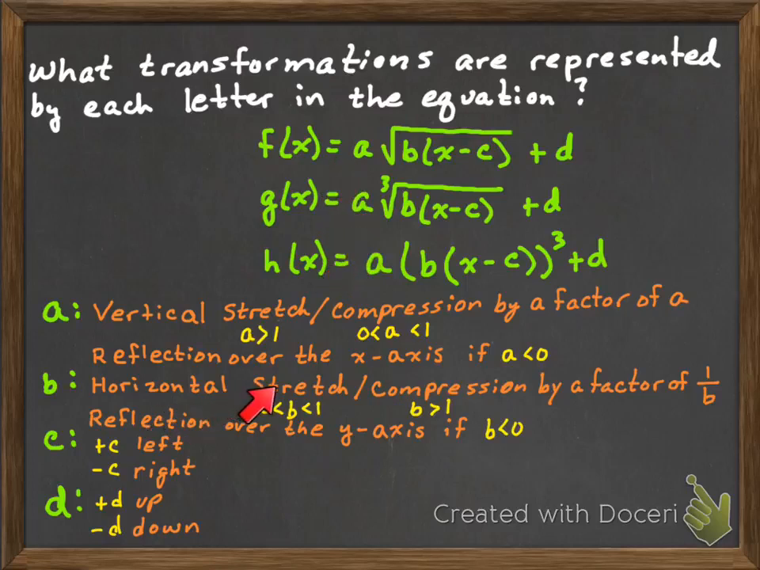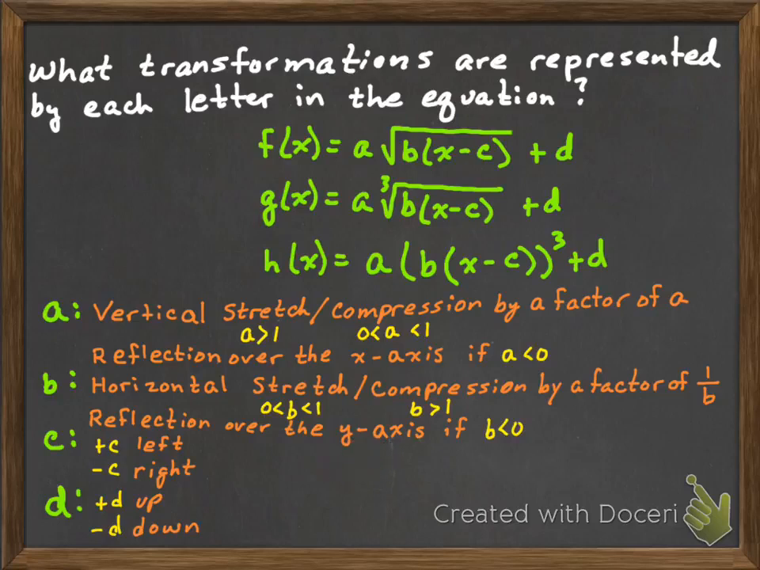The horizontal, same kind of thing, except it is the opposite rules from a vertical transformation. So it is a horizontal stretch if B is between the values of 0 and 1. So it's the opposite rule from the vertical. And it's a horizontal compression if B is greater than 1, and it's by a factor of 1 over B. So it's the reciprocal value that you're multiplying by. And if B is a negative number, then that makes it a reflection over the y-axis.